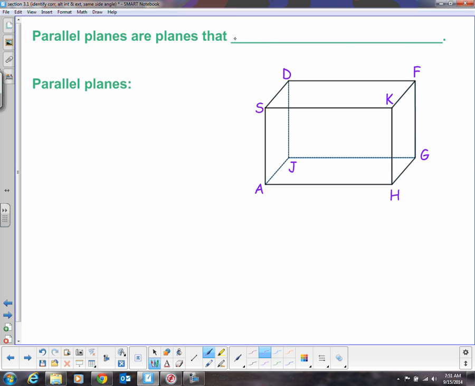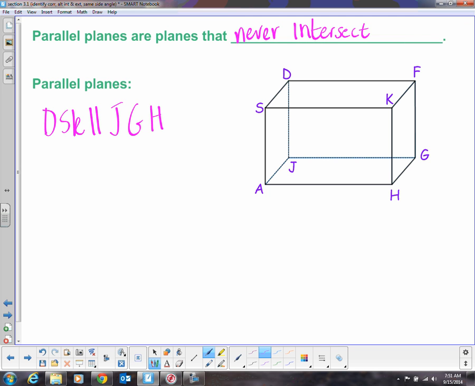Parallel planes are planes that never intersect. This is good review for your test. To name a plane, we use 3 letters. DSK is the top of the box. It will be parallel with the bottom of the box using any 3 letters, JGH. The left side of the box, SDJ, is parallel to the right side of the box, which is FGH. Your homework is a review worksheet.